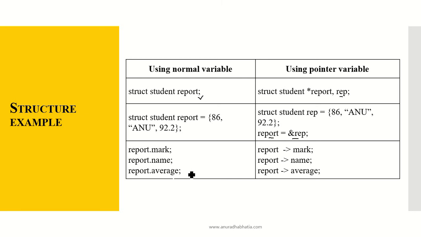This is a normal way of accessing my variables in a structure. So report.mark, report.name, and report.average will be the way it will be accessed when I'm writing a program. But when it comes to pointer, it will be report->mark. This is used to represent a minus and a greater than sign, which says it's a pointer variable. So report->mark, report->name, and report->average. There's only a difference in how we access the pointer variables in a structure.